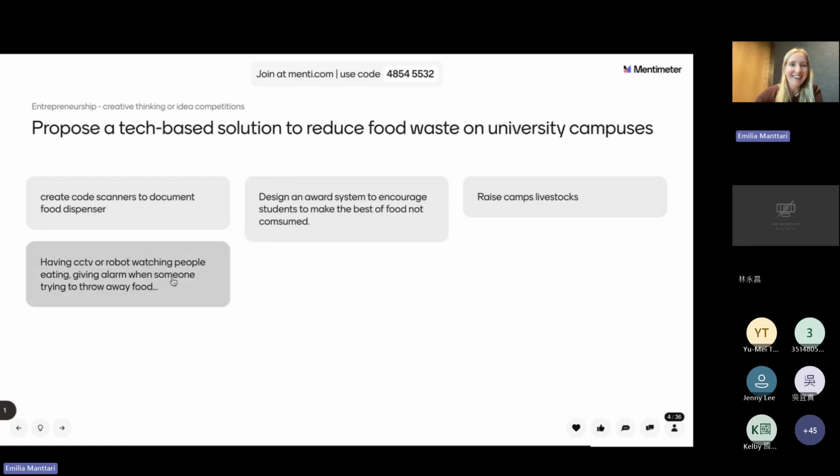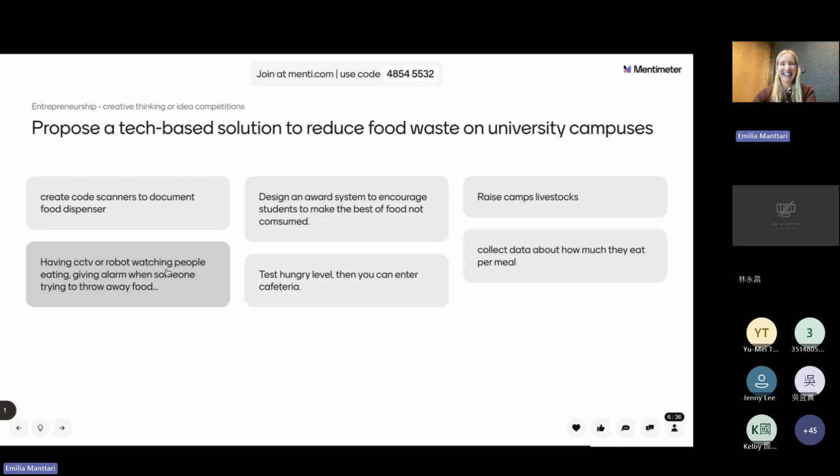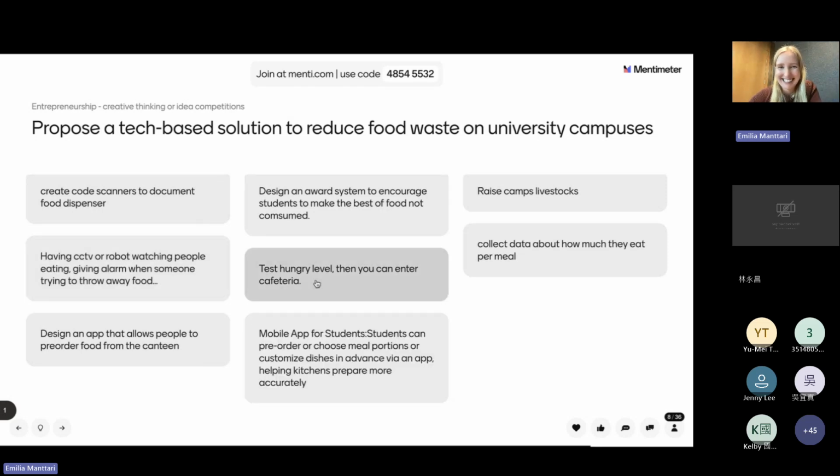Let's see, do we get any others? Having CCTV or a robot watching people eating, giving alarm when someone trying to throw away food. I love this. I've actually seen studies around how if you just print a picture of eyes and people feel like they're being watched, they behave better. So I think this person is definitely onto something.